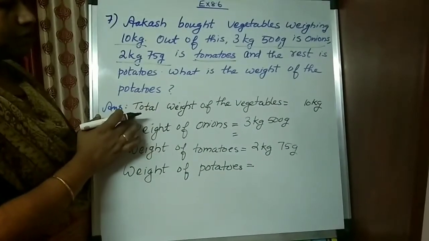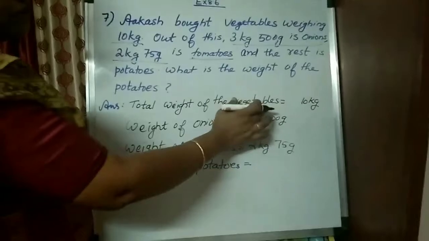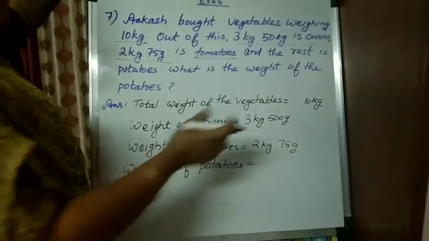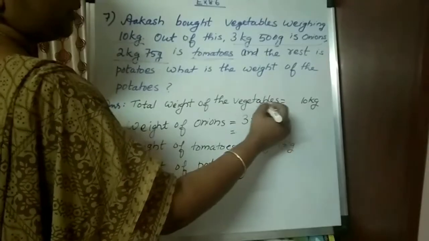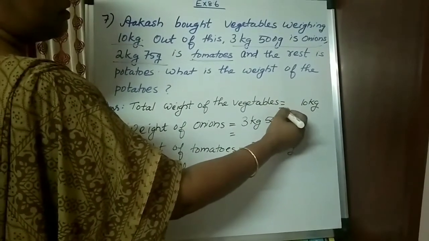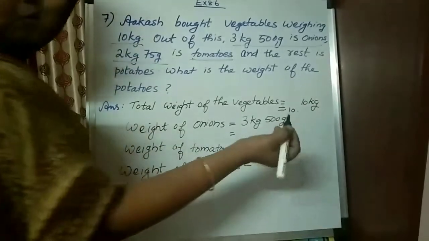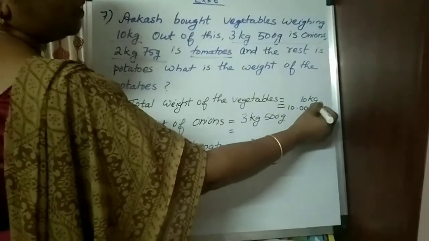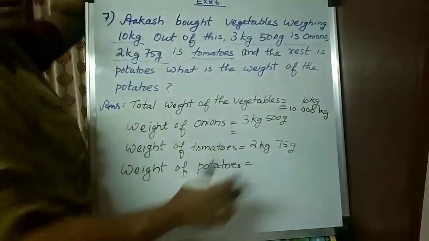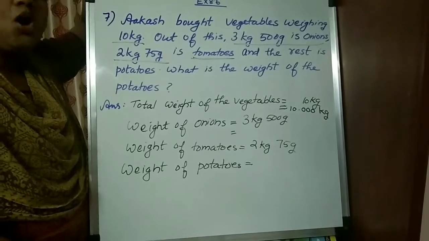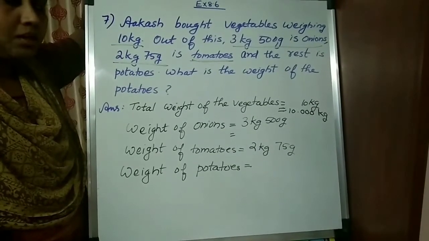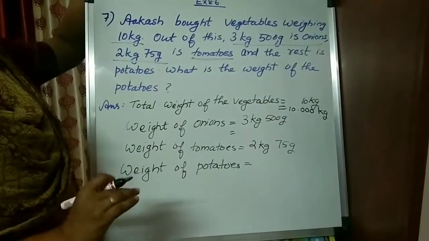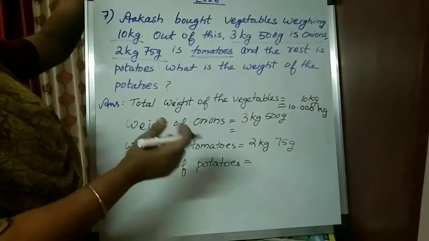Okay. Then what is your first step? Total weight of the vegetables is equal to 10 kilogram. What is the decimal form of this 10 kilogram? Yes, 10 point, there is no gram, so you simply put 3 zeros. Why do you write 3 zeros? You know that 1 kilogram is equal to 1000 grams. So here after the decimal point we need 3 digits or 3 decimal places.